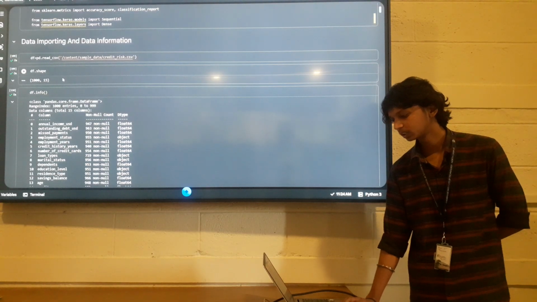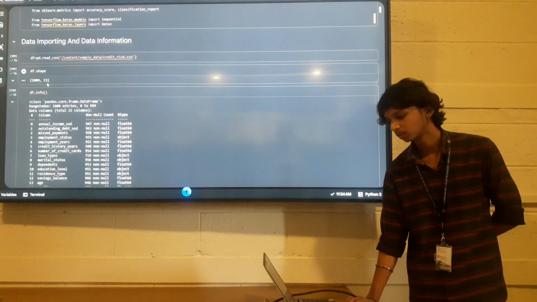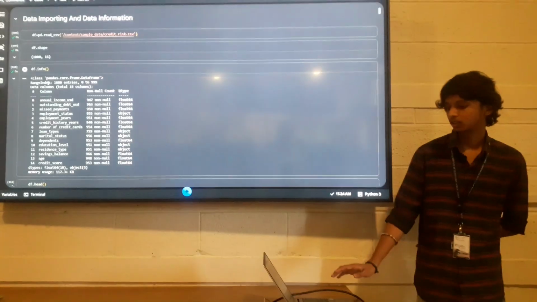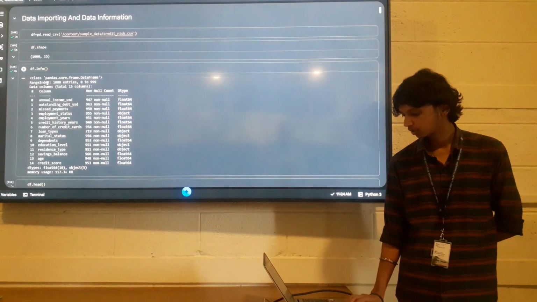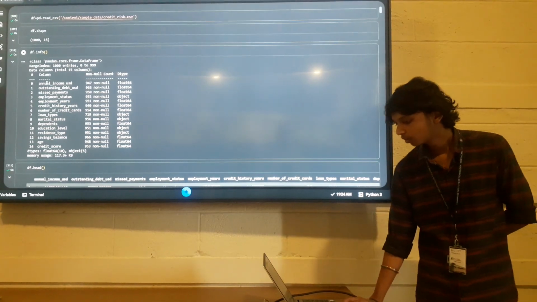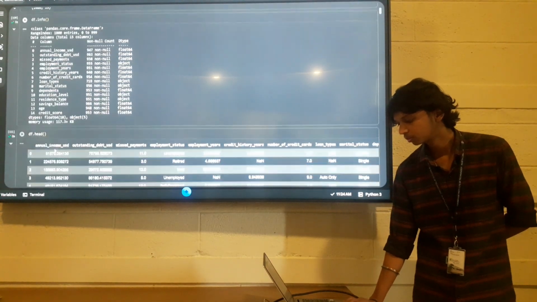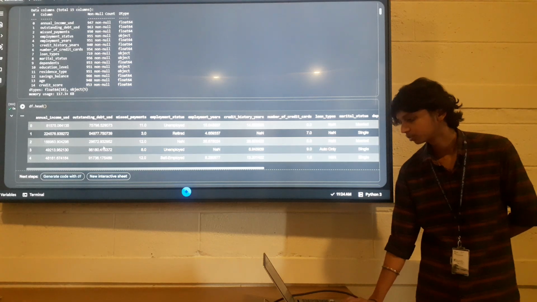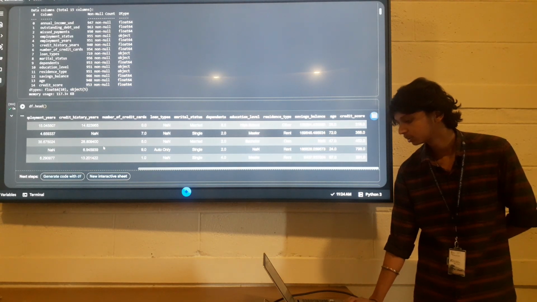My project dataset has 100 rows and 15 columns, which consist of 10 float values and 5 object values, where the target value is credit score. This is the information of my data.